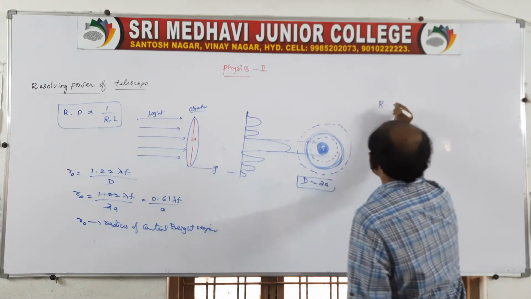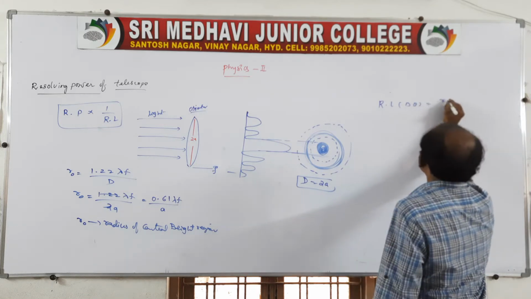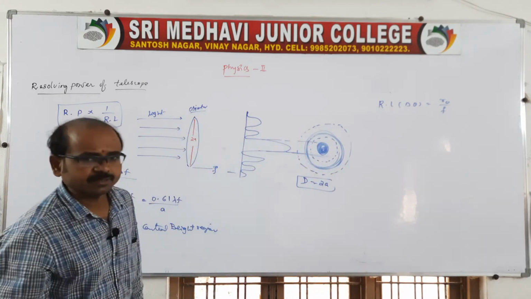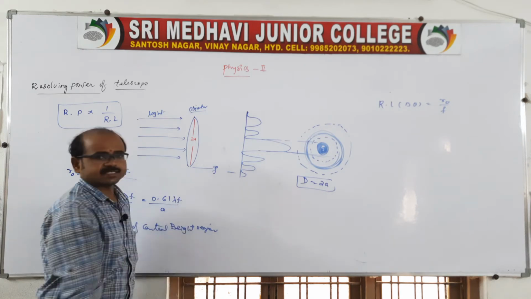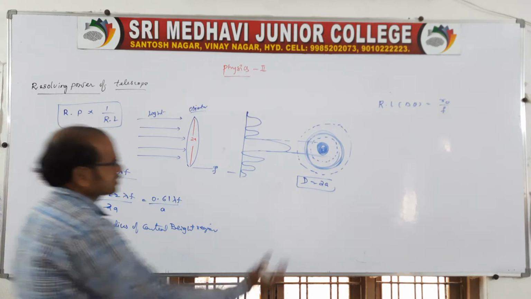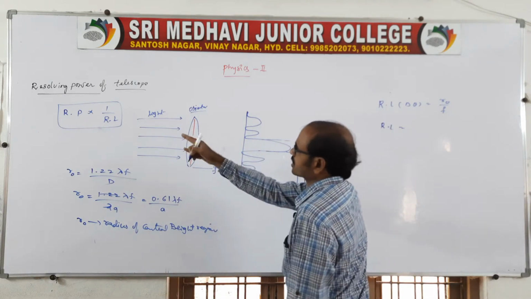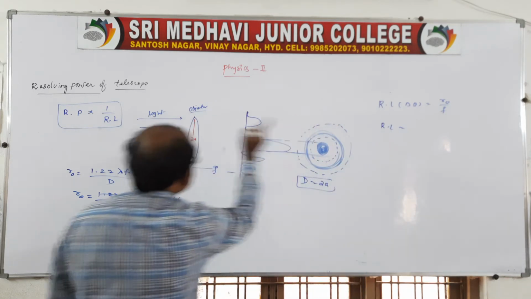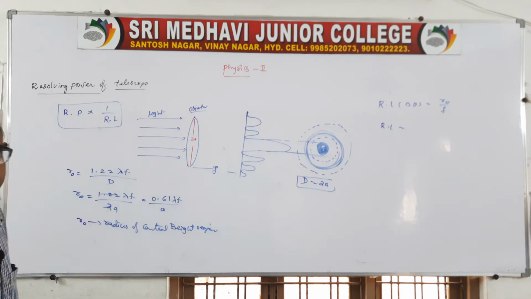Resolving limit, delta theta, is equal to r naught by f. R naught is the radius of the central bright region formed by this lens, and f is the focal length of the objective lens. So here we know the r naught value. We should get the resolving power, and for that we should know the resolving limit. After knowing the resolving limit, we substitute and get the resolving power of the given telescope.